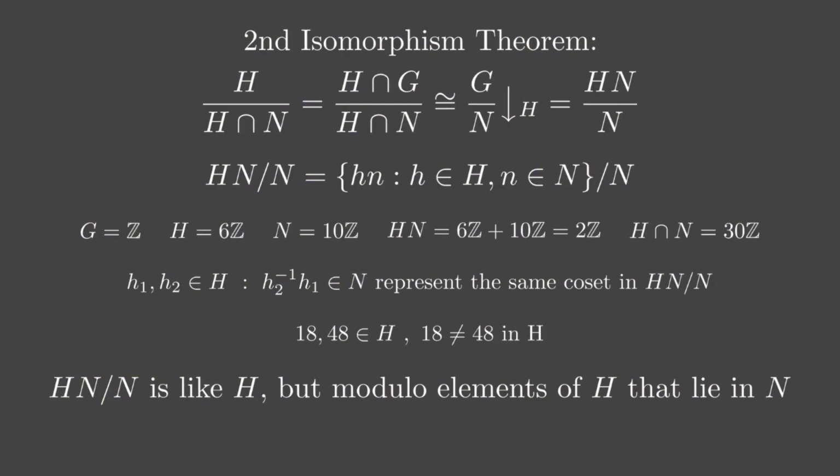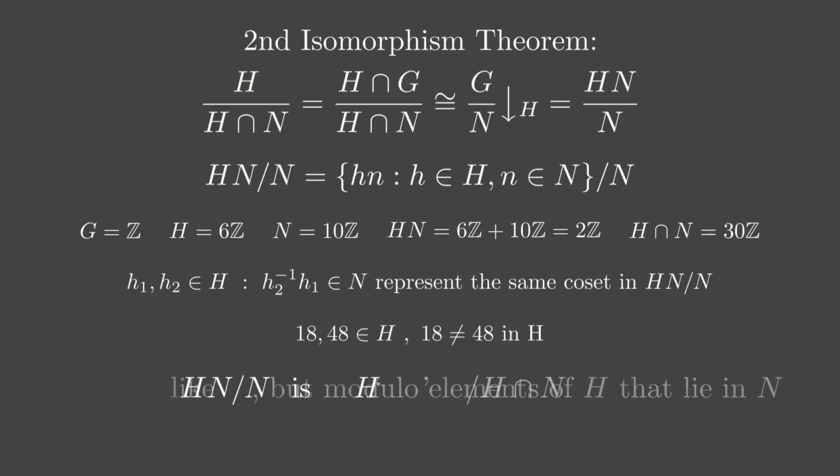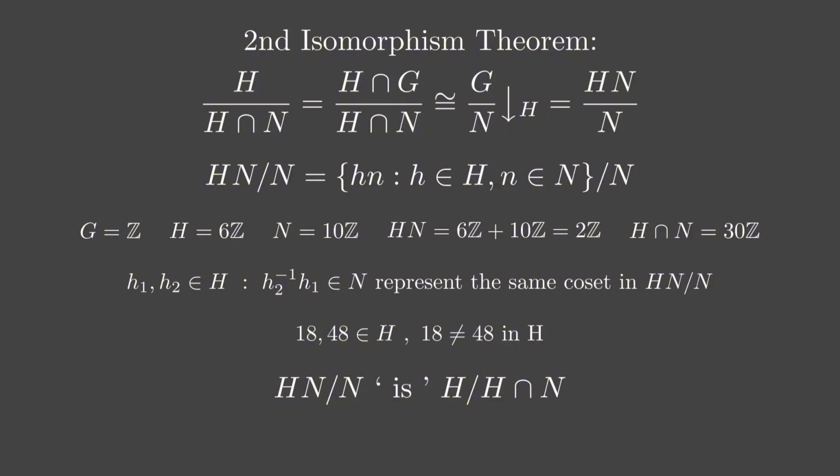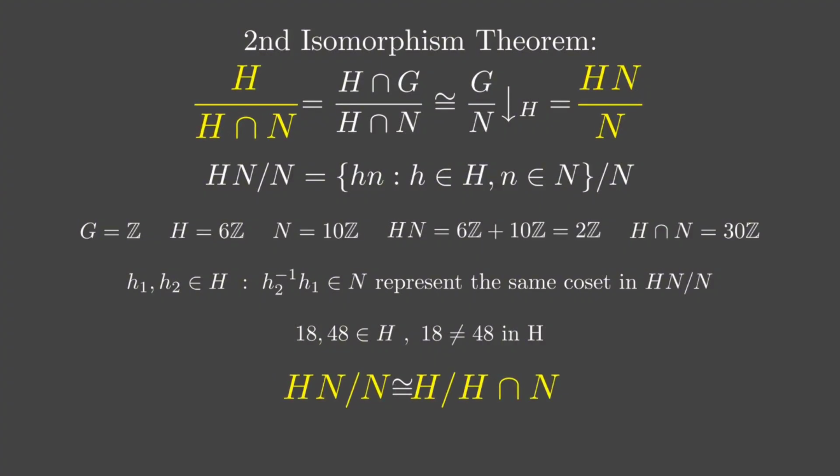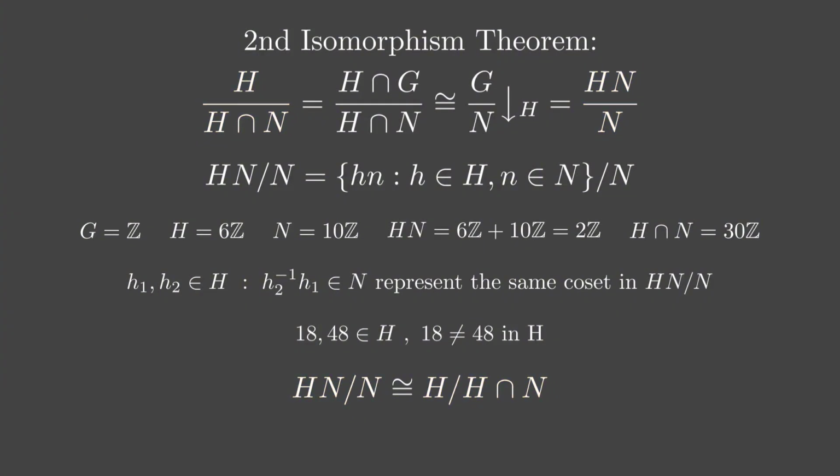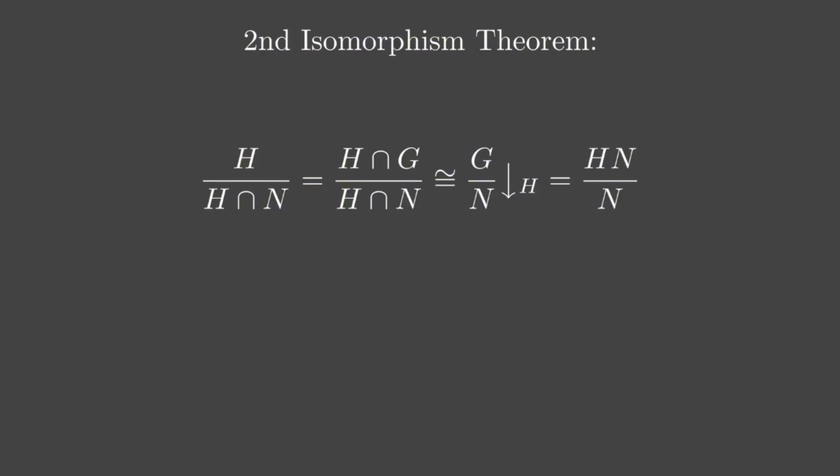Thus, this group is like H modulo H intersect N, and lo and behold, we have rediscovered that the structure of this group is H quotiented by H intersect N, the left-hand side of the second isomorphism theorem. So we've proven our result twice really, this time from right to left, which makes for a good place to stop. So there we have it.